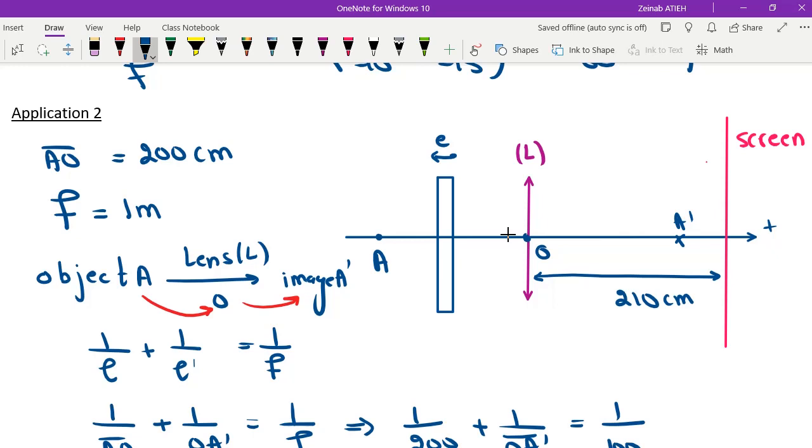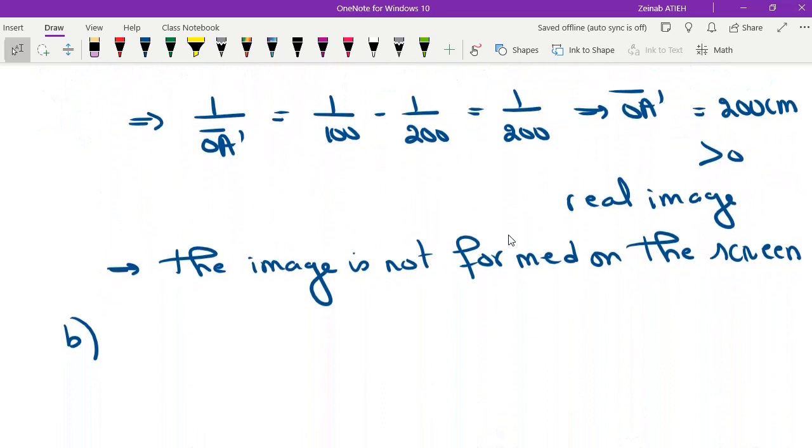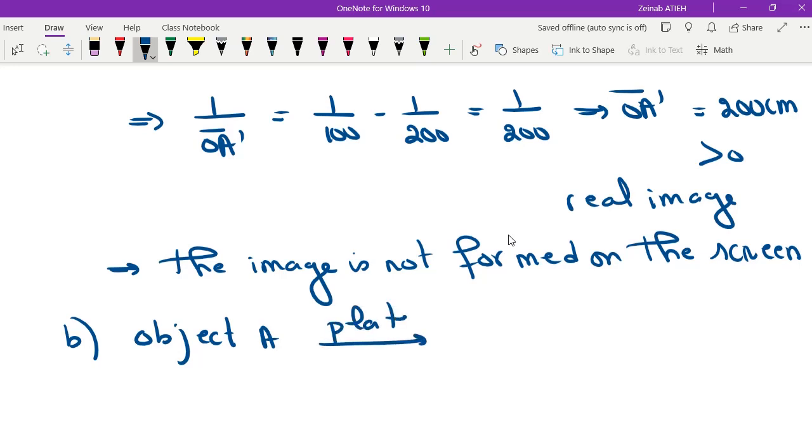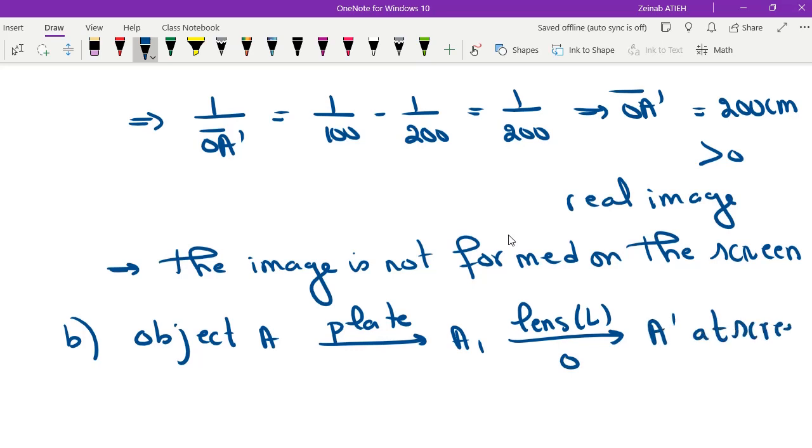I want A prime to be on the screen. So I know the position of A prime. What I don't know is the thickness of the plate. So I will use my information to find the thickness of this plate. Let's start. We have object A. Light will cross the plate, which has a thickness E, to give us an image A1. This image A1 is an object with respect to the converging lens L, with optical center O, and this will give me a final image A prime at the screen, which is required.